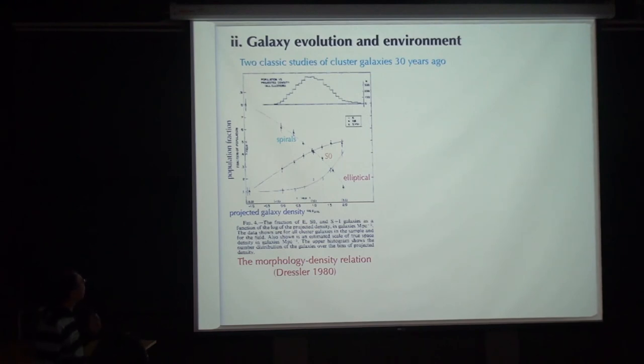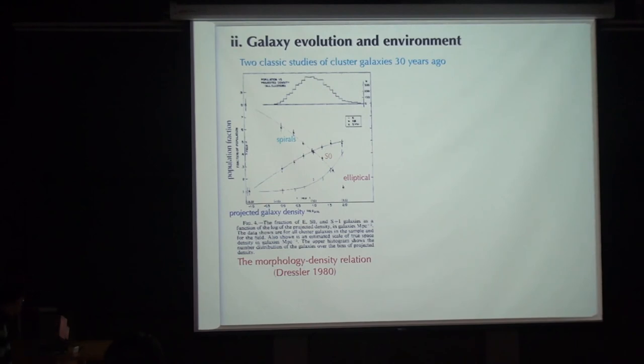And this really is a relationship that tells you that depending on where you are, you have different kinds of galaxies. People had an inkling of this, I would say even 20 years, 30 years before 1980. But it was never put in quantitative terms until Dressler did this sort of monumental work.